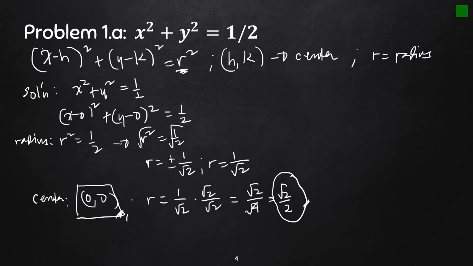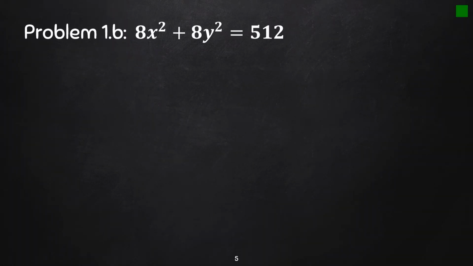Right, let's proceed to the next example. The next problem, 1.B. We are given 8x squared plus 8y squared equal to 512. Identify the center and the radius of the circle. So, solution.